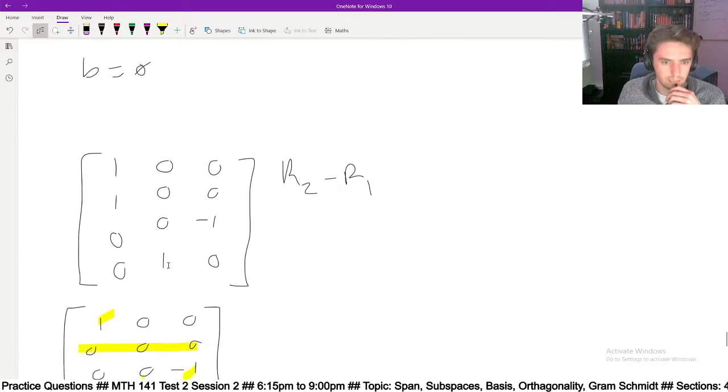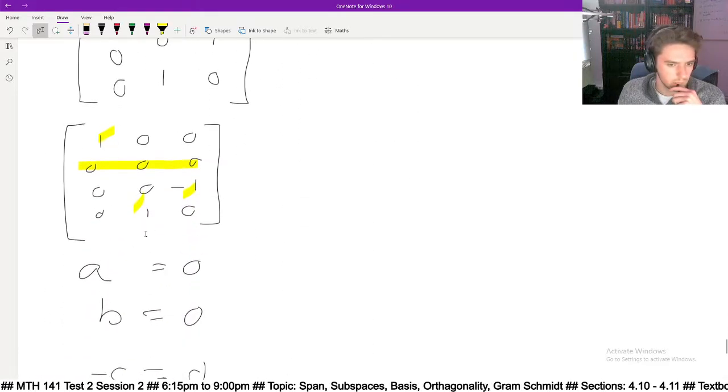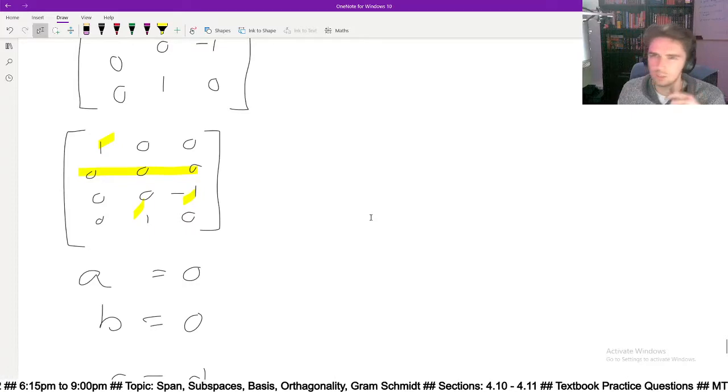But this is one solution. This is one solution. Because 0, 0, 0, 0, that doesn't add any... Does it add any solutions? No, because there's no free variable.